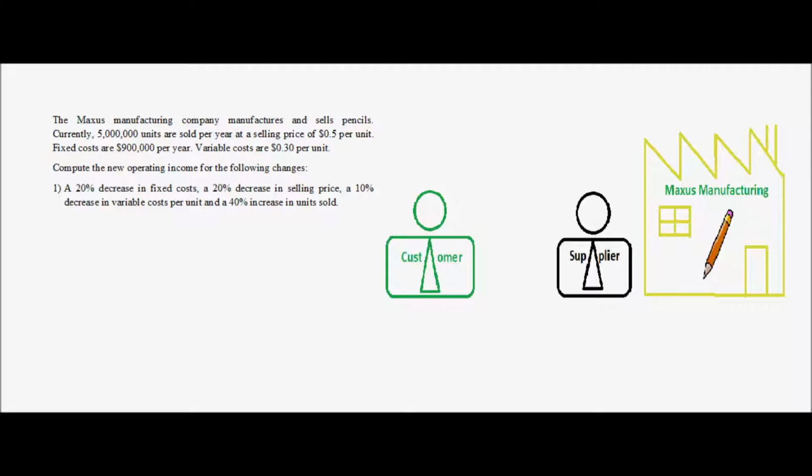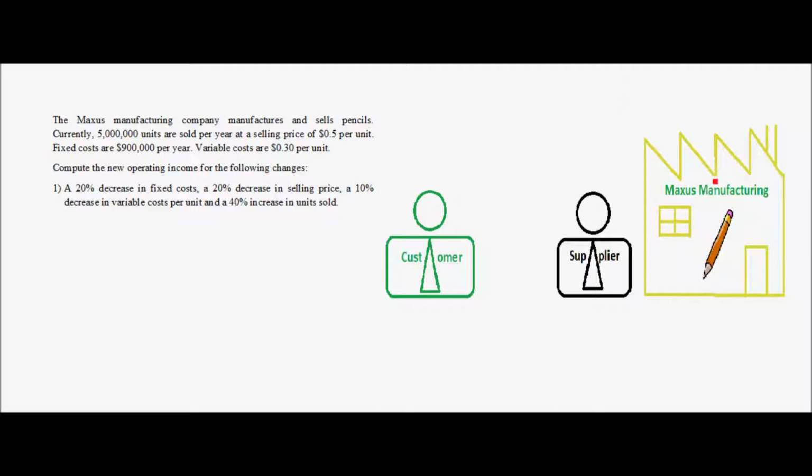Compute the new operating income for the following changes: a 20% decrease in fixed cost, a 20% decrease in selling price, a 10% decrease in variable cost per unit, and a 40% increase in the units sold.